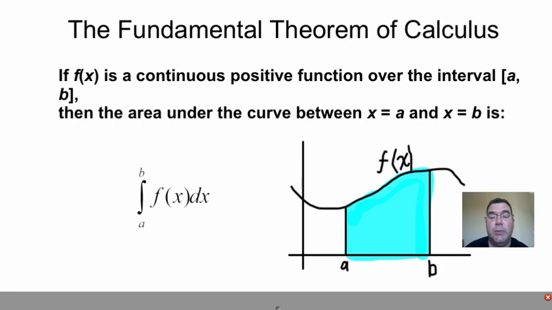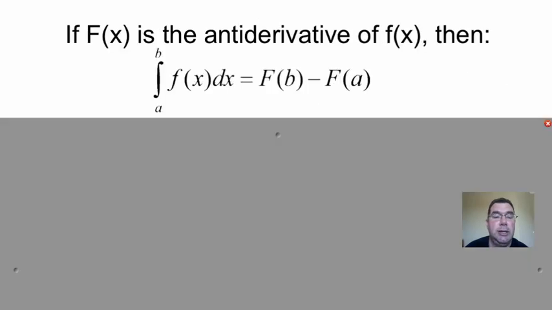There are some properties that we need to know about using this funky S notation. But before we do that, this is basically what I just said. If capital F of x is the antiderivative of little f of x, then we're going to take the antiderivative of f of x, plug in b, plug in a, and subtract the results. And that's how you calculate this antiderivative, or this funky S symbol right here. Okay?